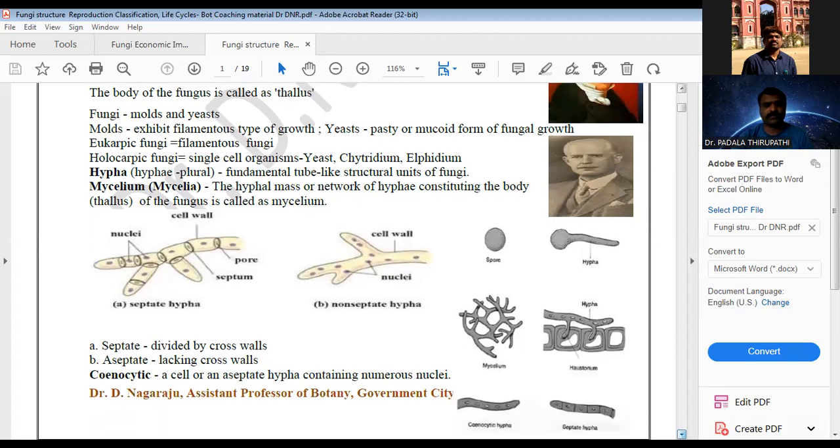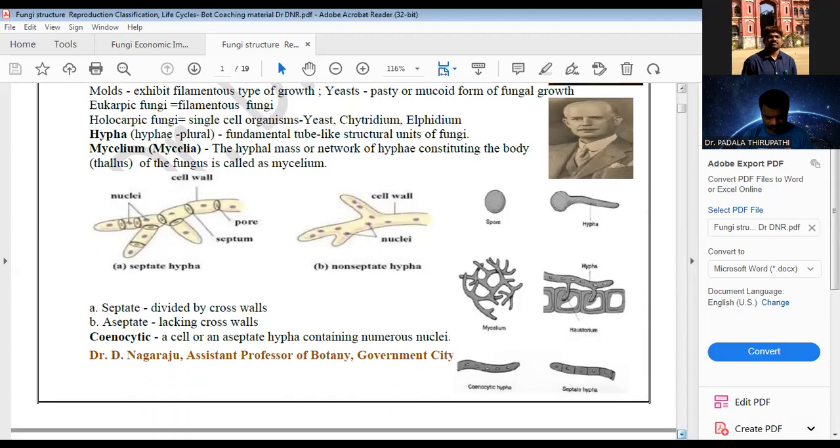We already told you the two types of fruiting body and thallus structures. Unicellular holocarpic, and thallus-like eucarpic. In holocarpic, the whole body becomes the fruiting body. In eucarpic, some part becomes vegetative and some part becomes reproductive. That is the case in all the filamentous fungi. What is the hypha? It's a tube-like filamentous structure of the thallus.